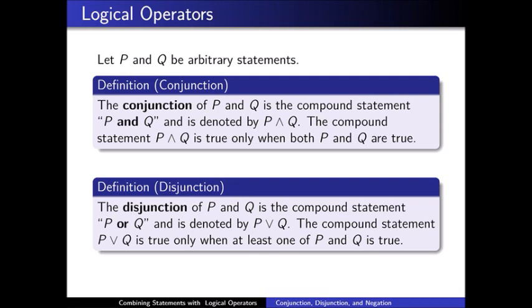The next logical operator is the disjunction of P and Q. This is the compound statement read as P or Q, and it is denoted by a wedge symbol like a V between the two statements. The compound statement P or Q is true only when at least one of P and Q is true. And I note that the or here is an inclusive or, meaning both P and Q could be true.